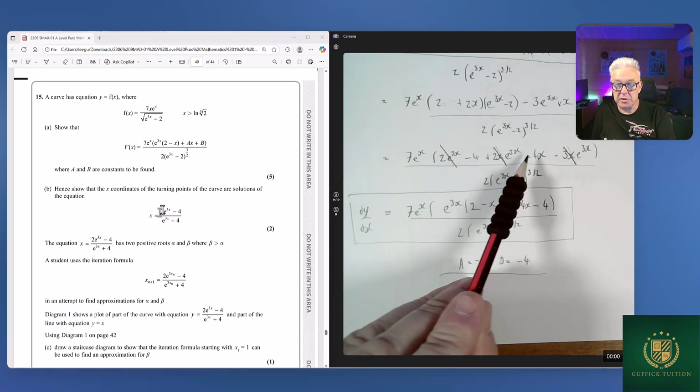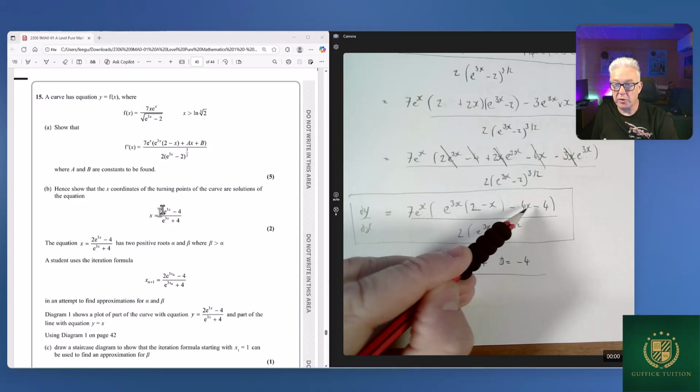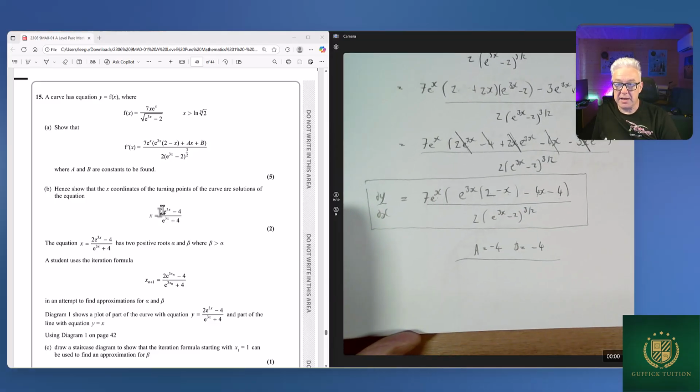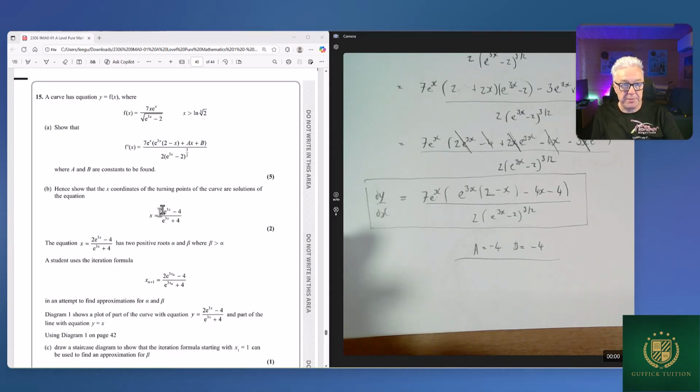Then our final two terms are minus 4x and minus 4. So minus 4x and minus 4. And that is our numerator done. And our denominator is also done because it matches the form that we were after. So there we go. That is part A done.